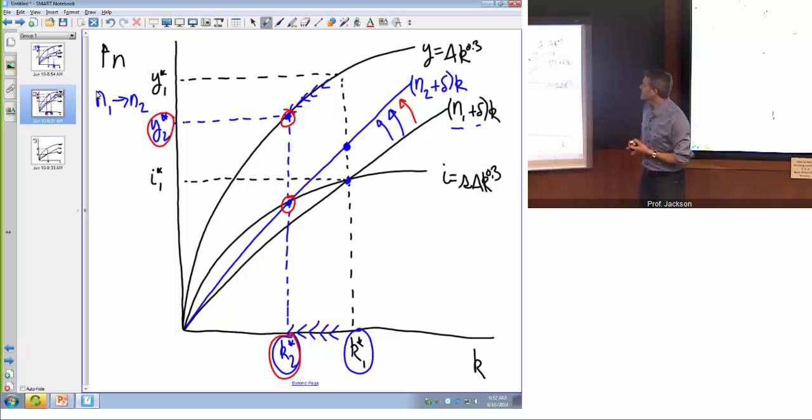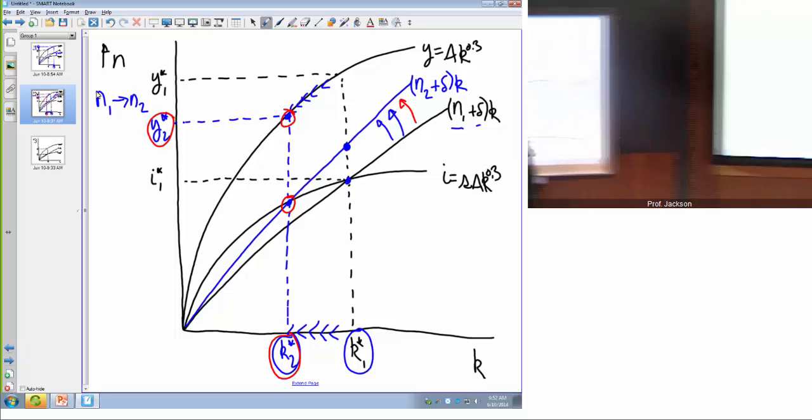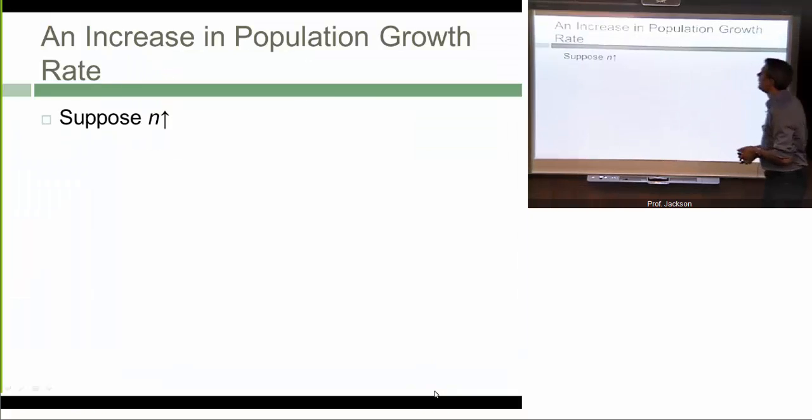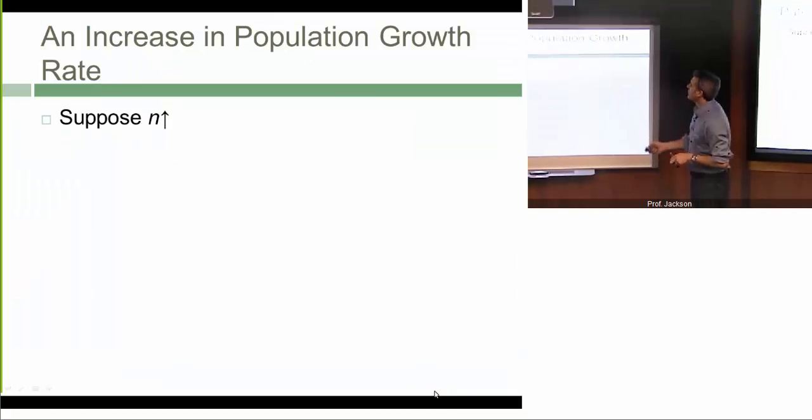This is one of the reasons why countries with traditionally high population growth rates might be interested in lowering the population growth rate, because you get the opposite result: lower population growth rates should result in higher capital per worker, and hence higher output per worker and a better standard of living. So that's the population growth rate story.